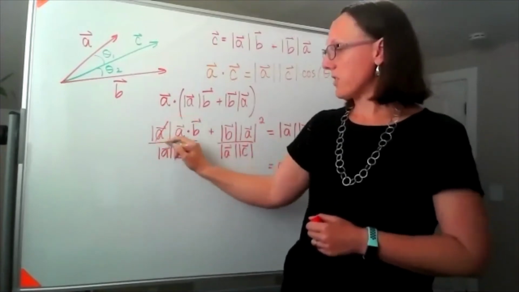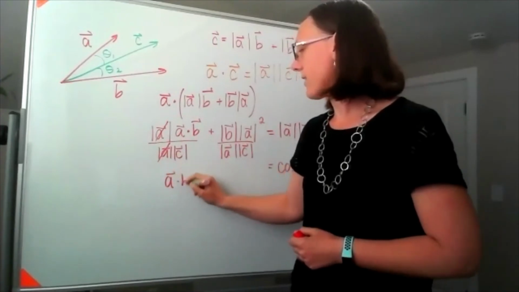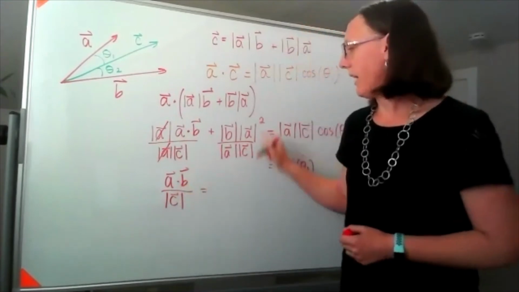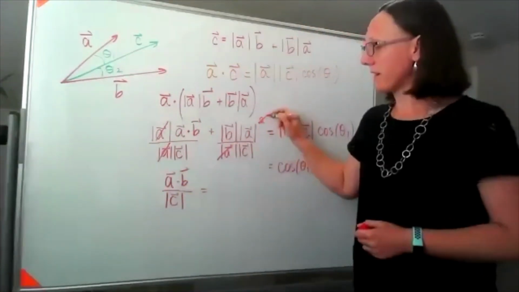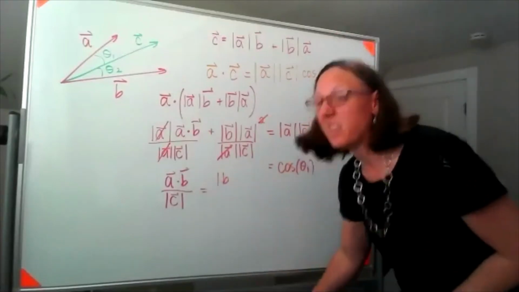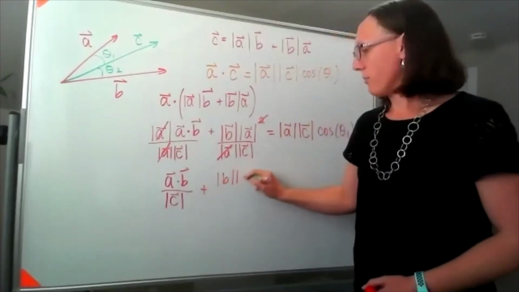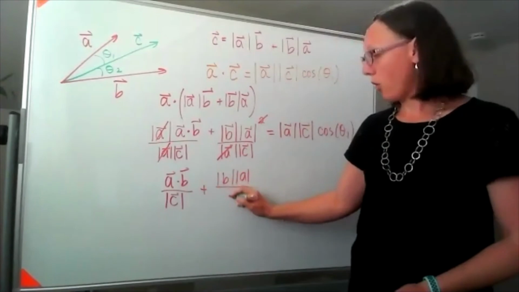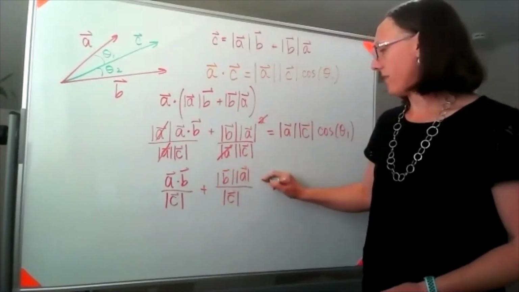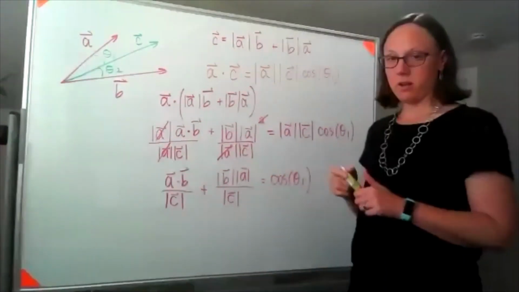Well, here my magnitudes of A will cancel out, and I'll be left with A dotted with B divided by the magnitude of C. And right here, one of those magnitudes of A will cancel out, and I'll be left with the magnitude of B. Oops, that's not an equals, it's a plus. Magnitude of B times magnitude of A over the magnitude of C. And all of that would be equal to cosine of theta 1.